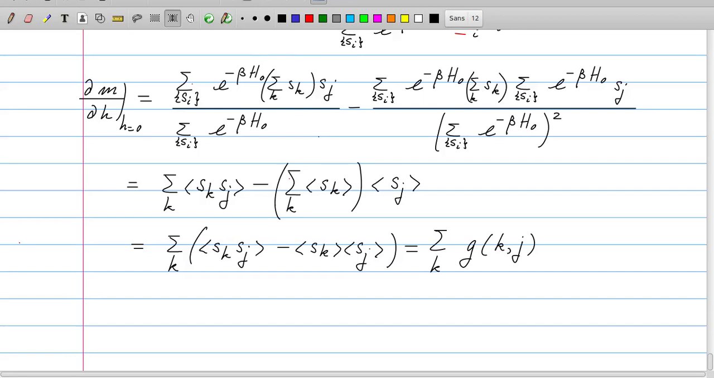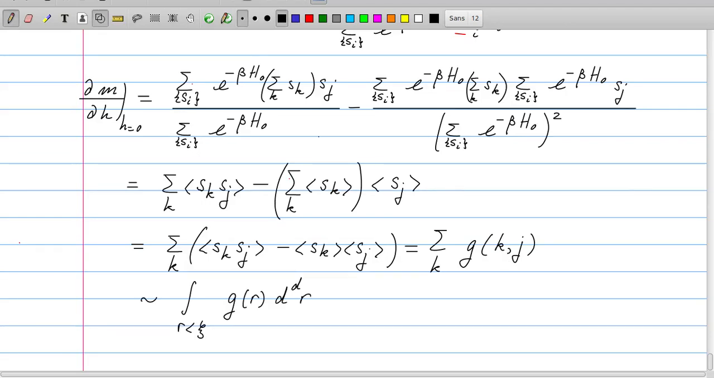In fact, we recognize the first term as the expectation value of a sum over k of s_k times s_j, so that's shown here. And the second term gives you the expectation value of the sum over k of s_k, multiplied by the expectation value of s_j. Putting everything together, it's clear that this is a sum over k of g_kj, where g_kj is the correlation function between site k and site j.